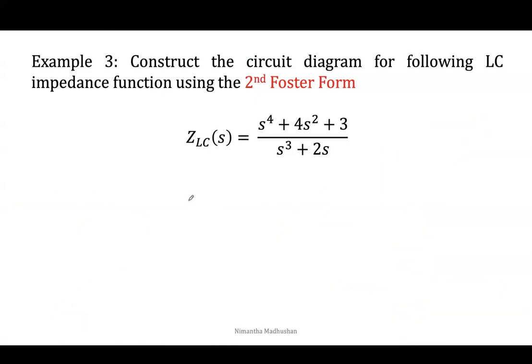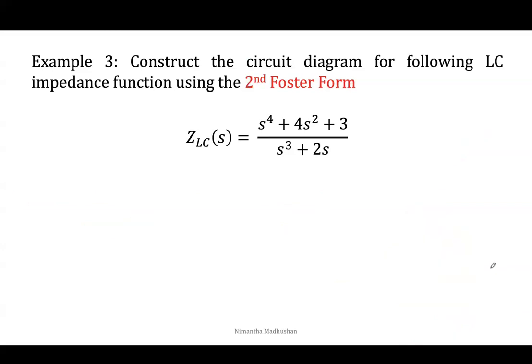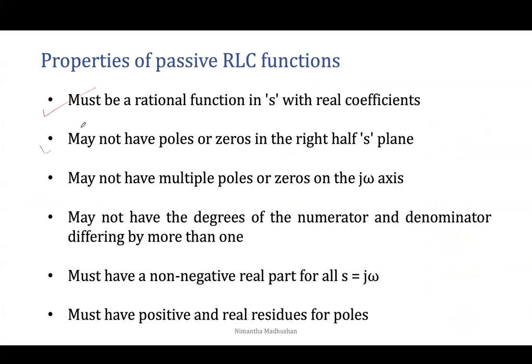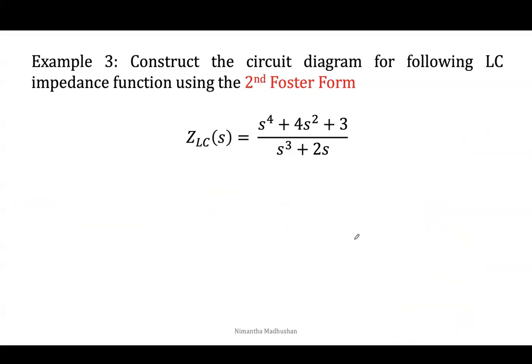Then this is the right half plane. You can see there are no poles or zeros in the right half S plane. Then the second one is satisfied. The third one is it may not have multiple poles or zeros on the j omega axis. You can see there are no multiple poles or zeros.